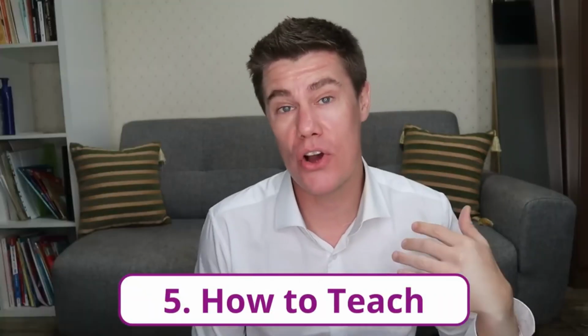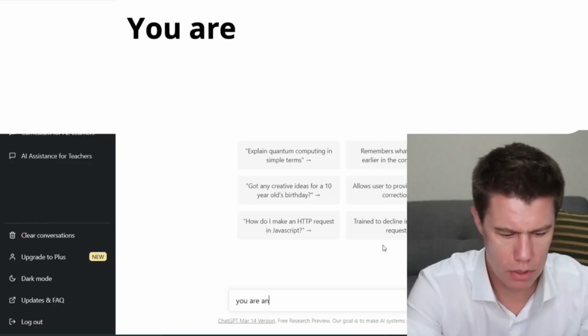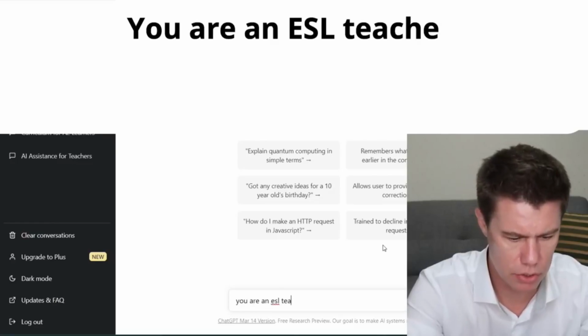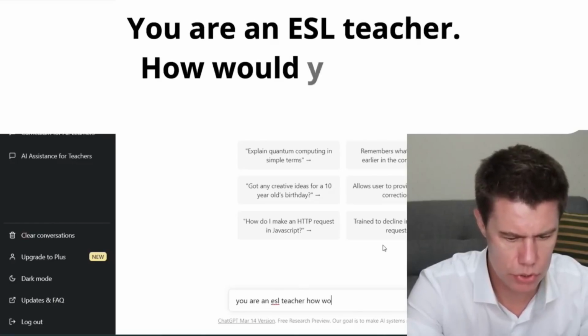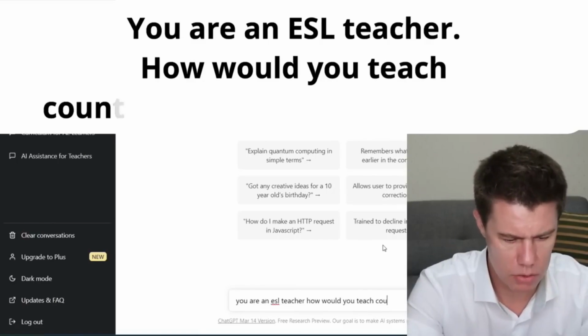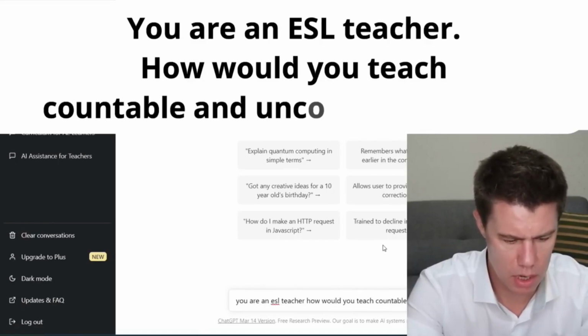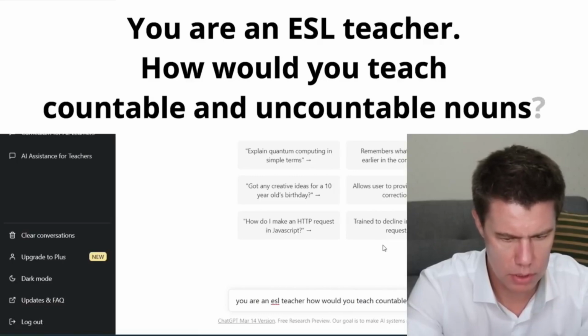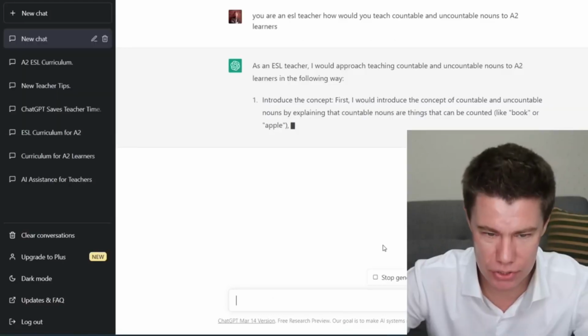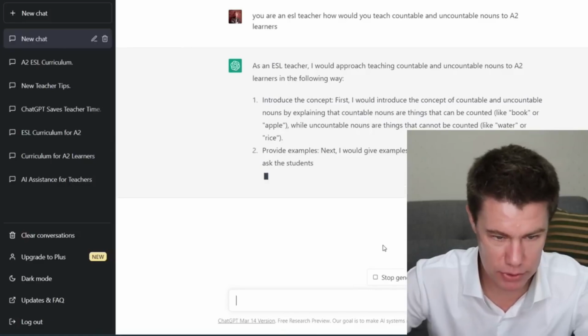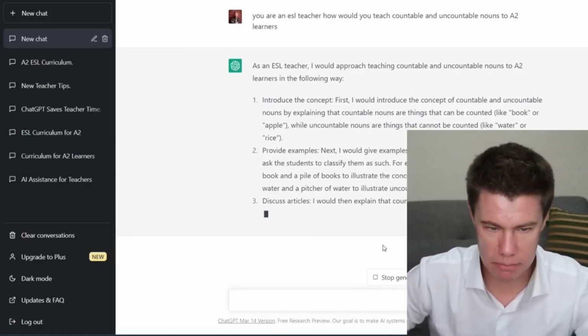So let's say you want to know how to teach a certain type of grammar or topic to students. ChatGPT can then act as a teacher and explain how they would teach it. How it would teach it. You are an ESL teacher. How would you teach countable and uncountable nouns? Introduce this concept. Provide examples. Show a picture of a single book or piles of books.